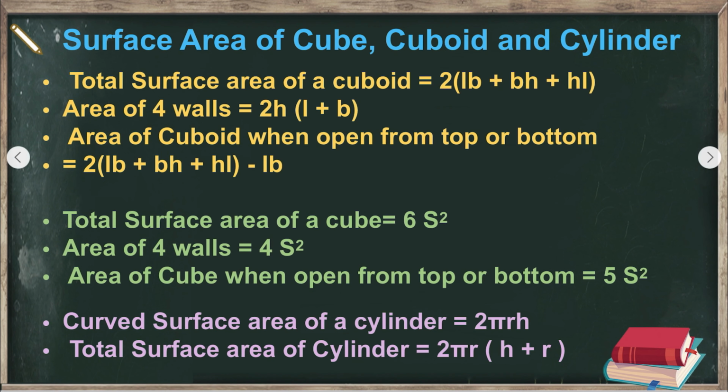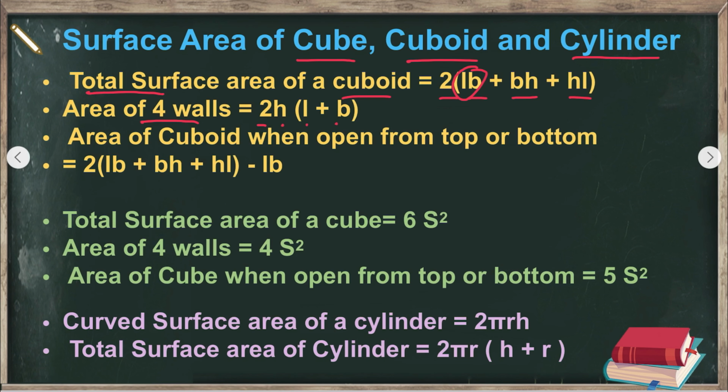We have already discussed the formulas of surface area of cube, cuboid and cylinder in the previous class. Let's quickly recall them. The total surface area of a cuboid is given by the formula 2(LB + BH + HL), that is twice of length into breadth plus breadth into height plus height into length. If we wish to calculate the area of the four walls, that means the lateral surface area of the cuboid, we are not including the top and bottom faces. So this part will be eliminated, and we are left with 2H(L + B).